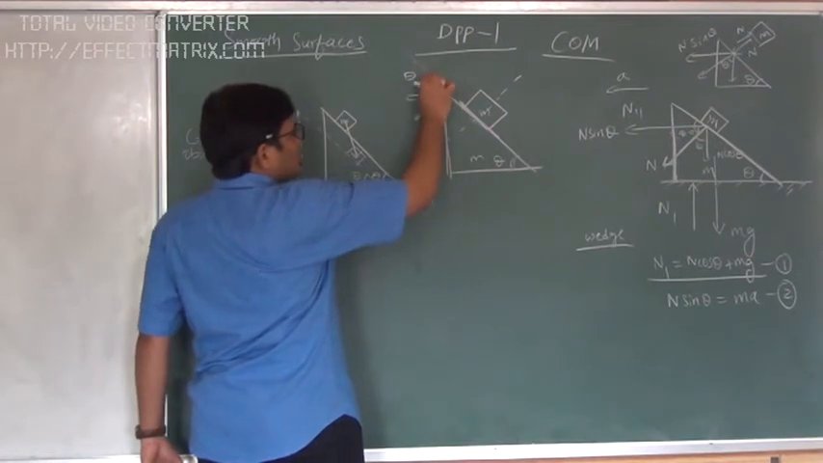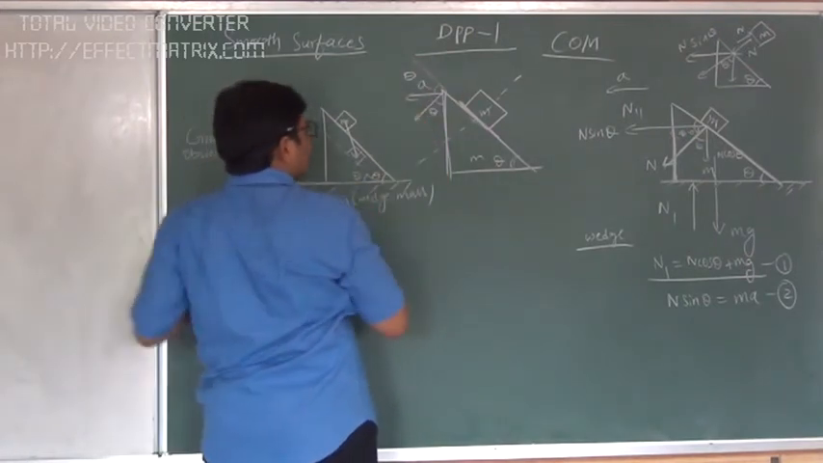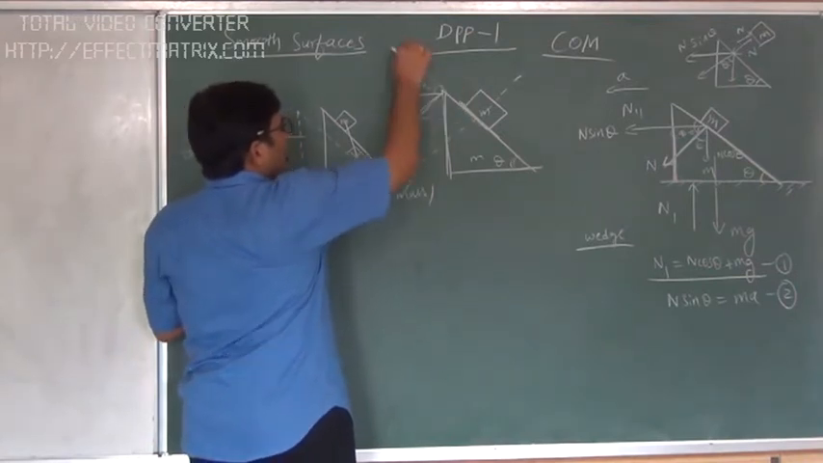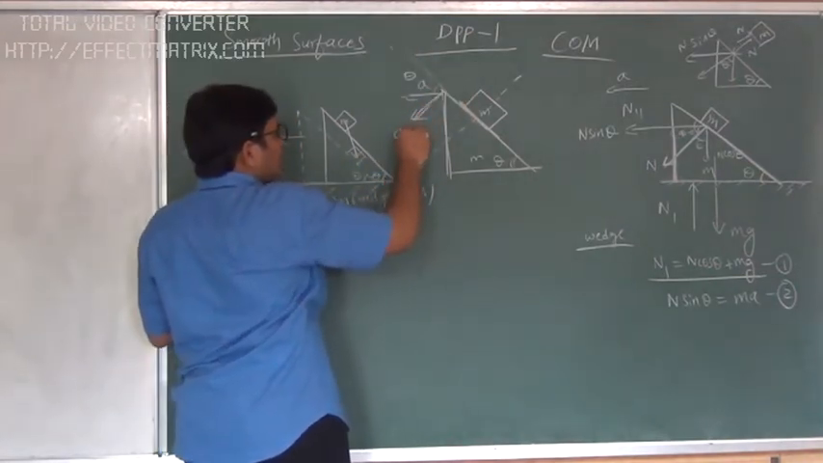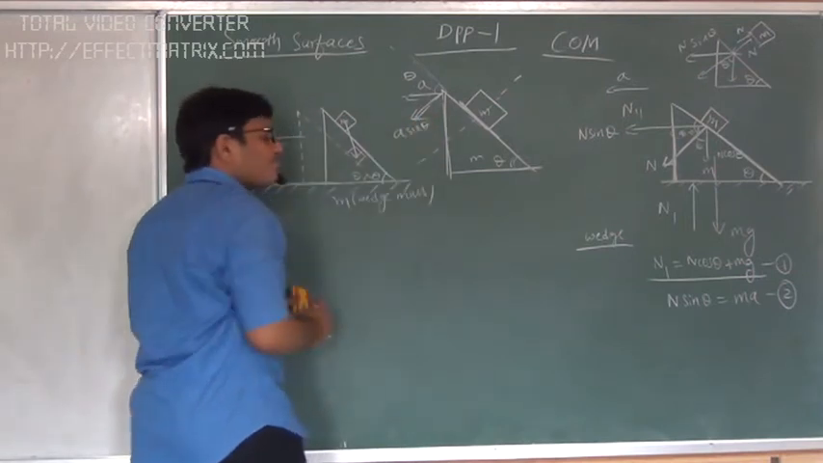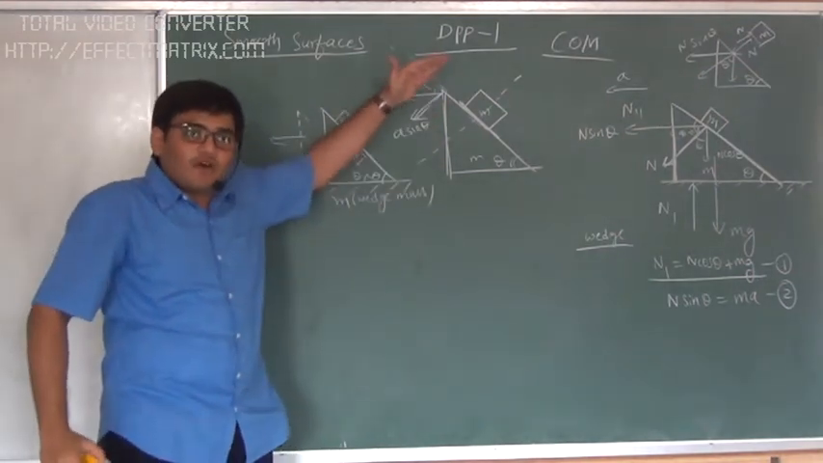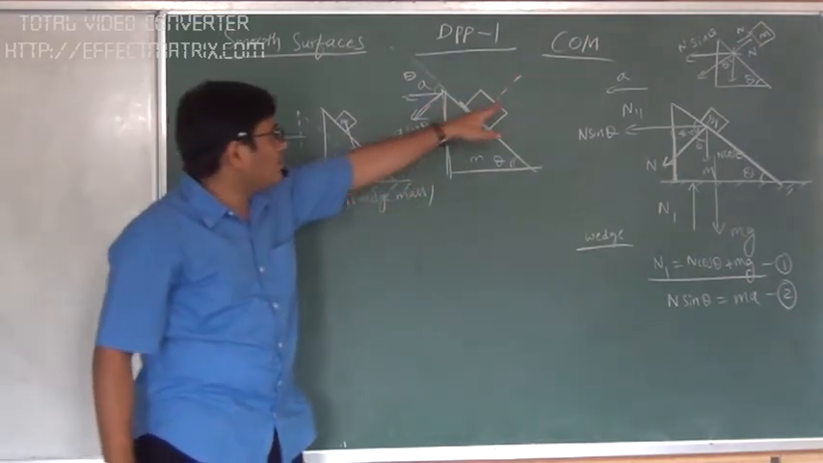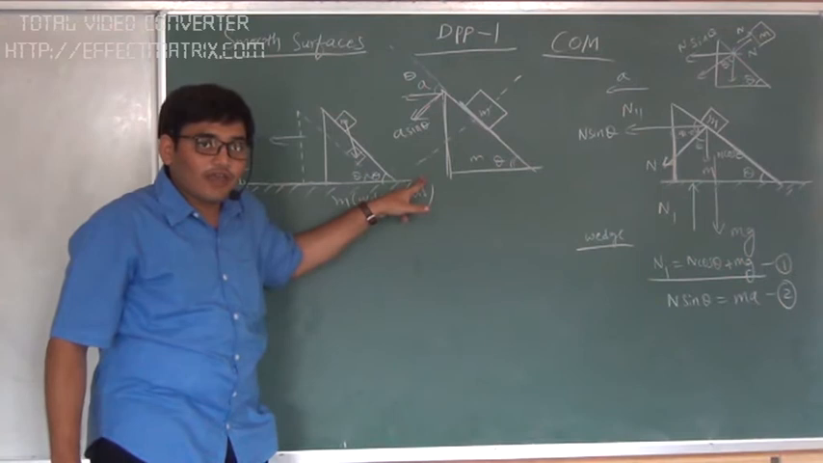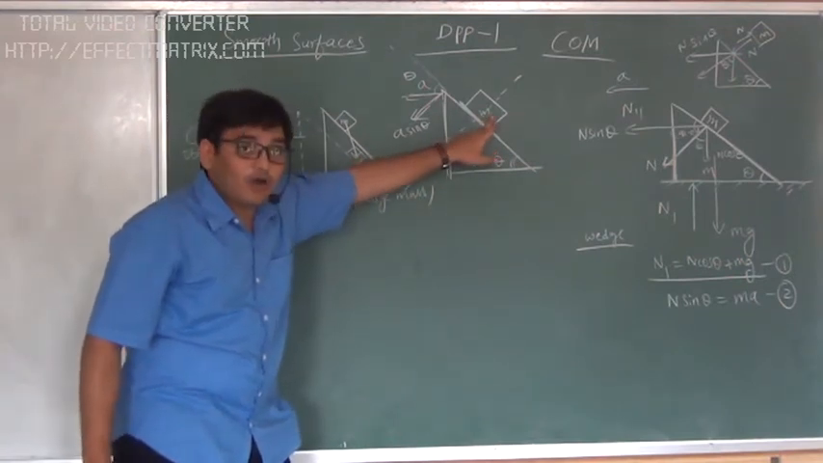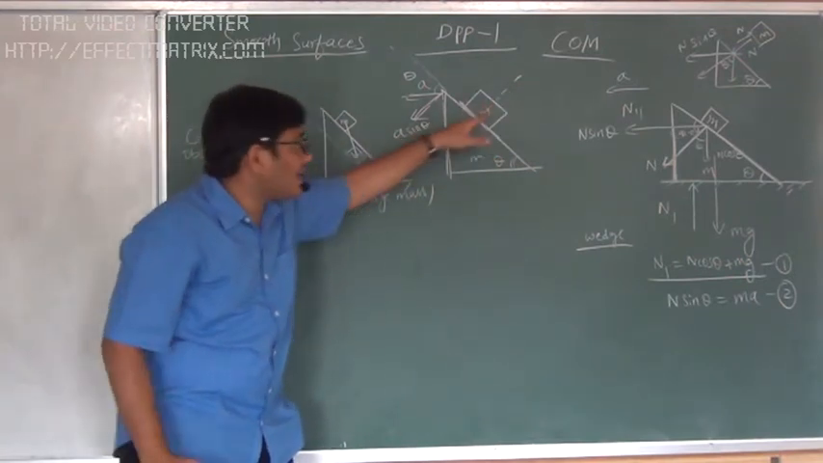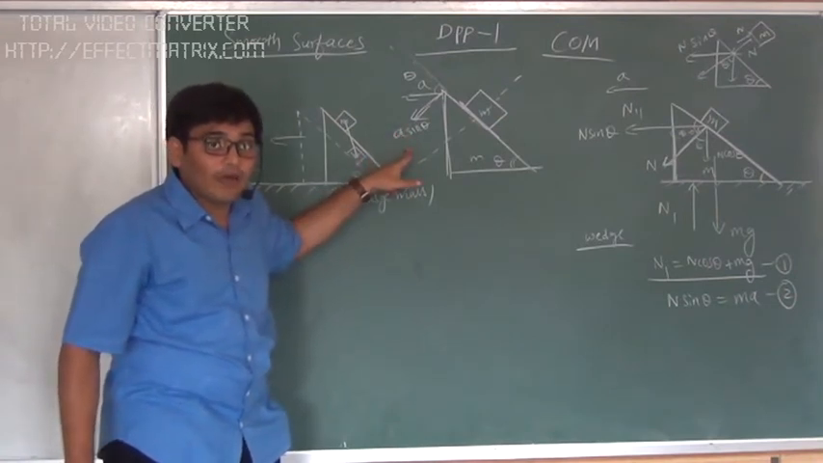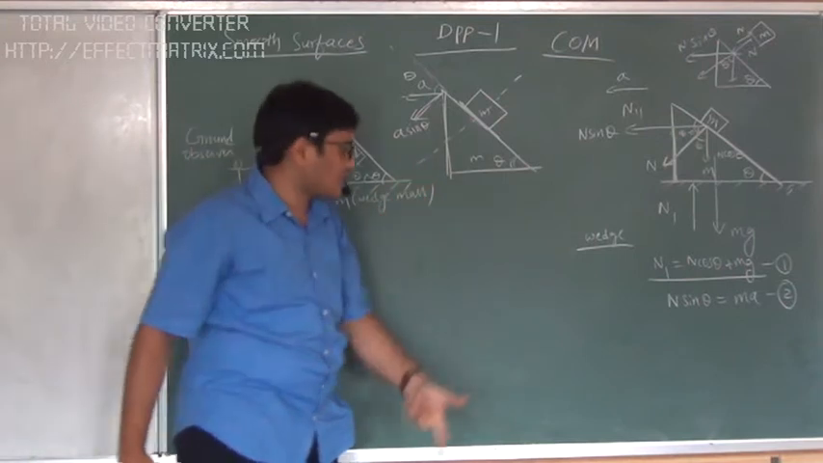This is A cos theta, this is A sin theta. What is A sin theta? Acceleration of the wedge along which direction? Along this perpendicular line. And what about this block? What acceleration should it have along this direction? Same, A sin theta. Yes or no? By which constraint? Wedge constraint.